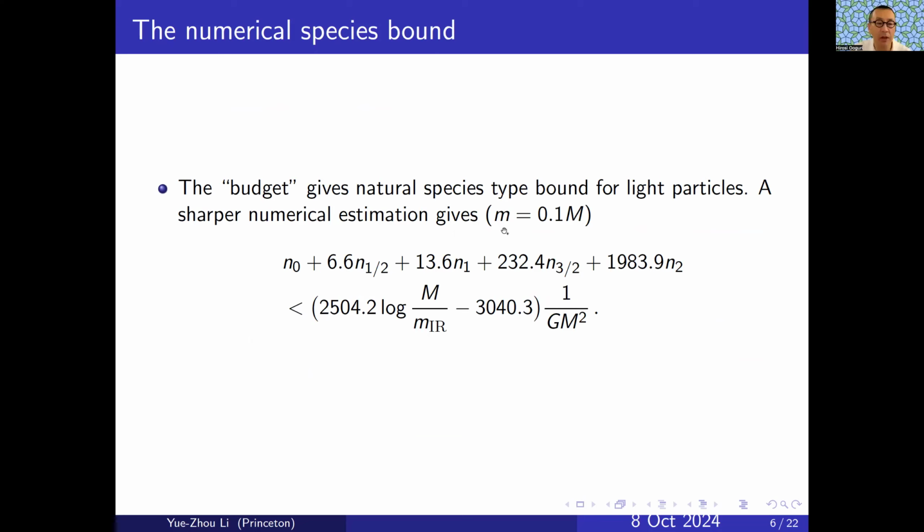Would you explain the notation, what N0, N half, N1, etc. are? Oh, yeah, sorry. Those are the numbers of light particles with spin: spin 0, spin 1/2, spin 1, spin 3/2. And do you assume they all have the same mass? Yeah, in this case, we take them to be the same mass. And you only consider this finite number of spins.